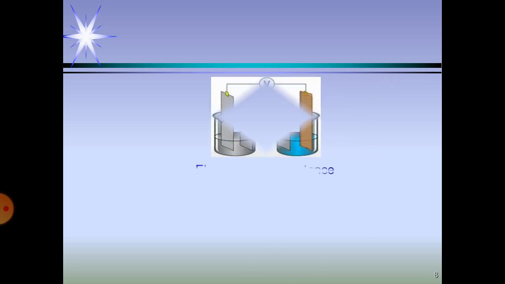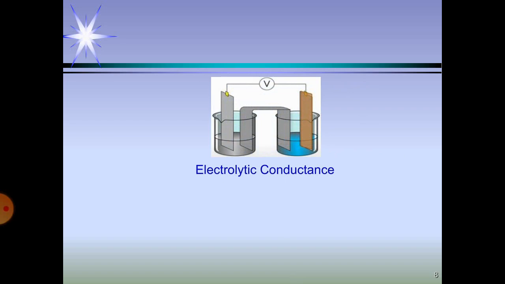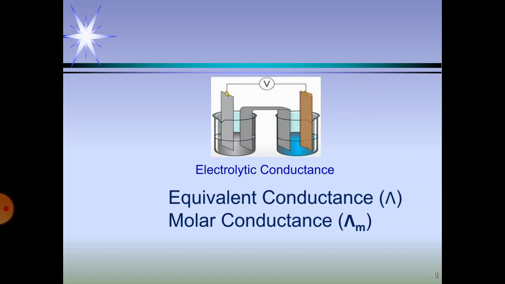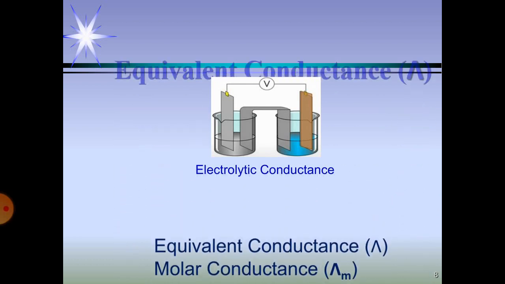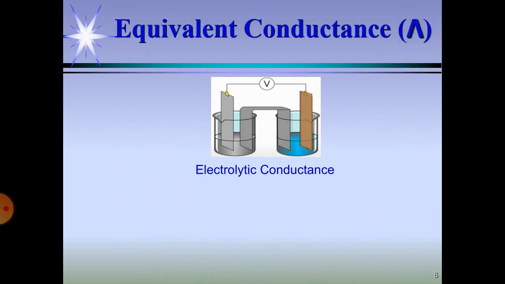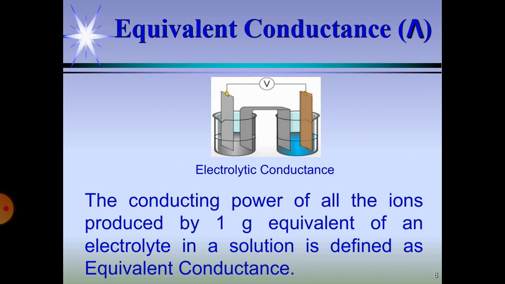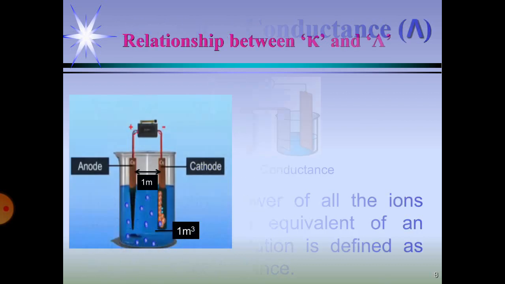But in the case of electrolytic conductance, where the conducting power depends on the number of charge carriers, that is ions, we have to use two other terms, which are equivalent conductance lambda and molar conductance lambda m. First, we will see what is meant by equivalent conductance. An equivalent conductance is defined as the conducting power of all the ions produced by 1 gram equivalent of an electrolyte in a solution. I am repeating, it is the conducting power of all the ions produced by 1 gram equivalent of an electrolyte in a solution.